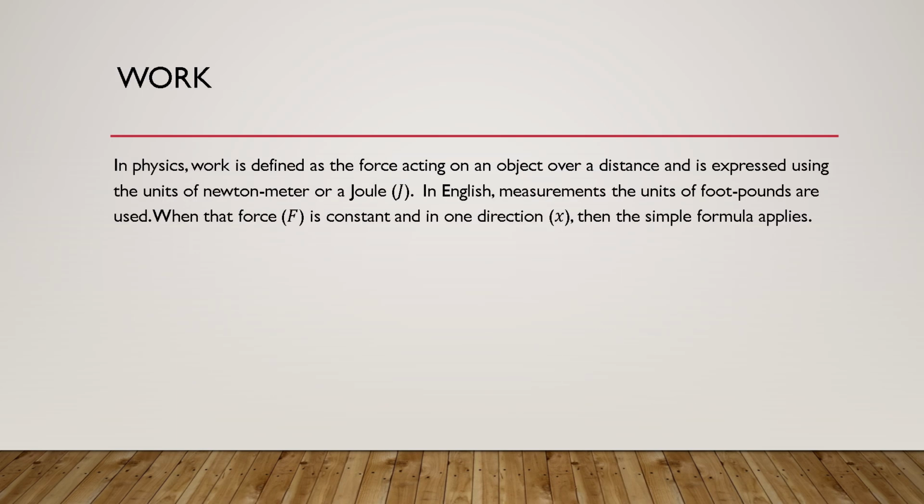In physics, work is defined as the force acting on an object over a distance and is expressed using the units of newton-meter or joule. In English measurements, the units of foot-pounds are used. When that force F is constant and in one direction x, then the simple formula applies: W is equal to F times x. That formula assumes a constant force.